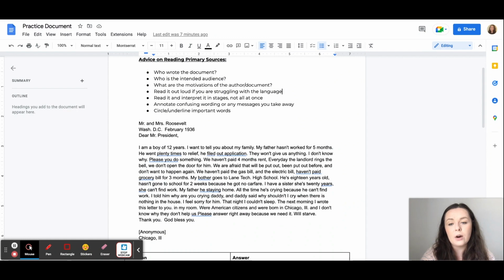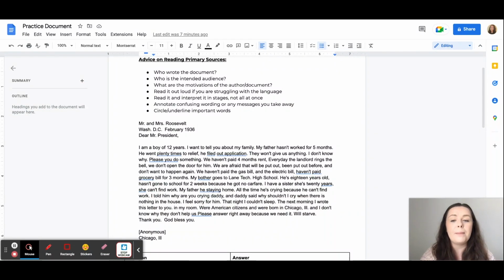Read it out loud if you can, if you're struggling with the language. A lot of times, if you read something out loud, it can make more sense to hear it in the natural way we speak rather than reading it, especially if it's in older English.